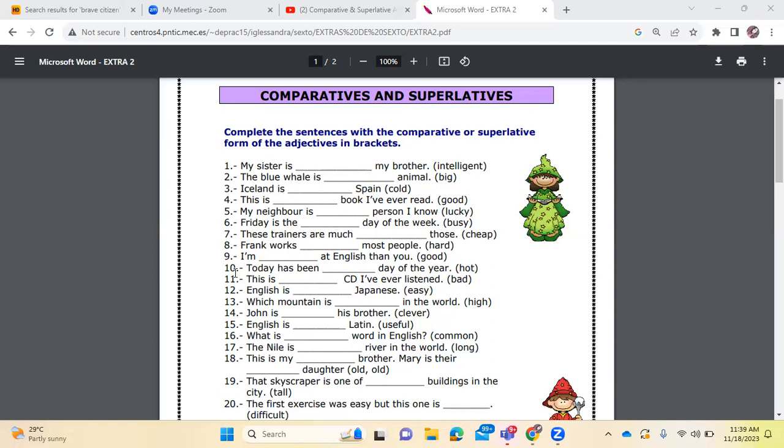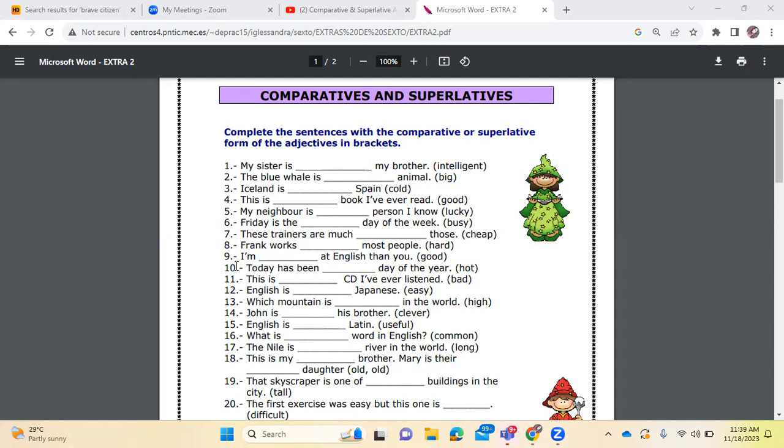Number 8. Frank works blank most people. There is a comparison here. Frank and most people. We are comparing Frank and most people. Frank works harder than most people.